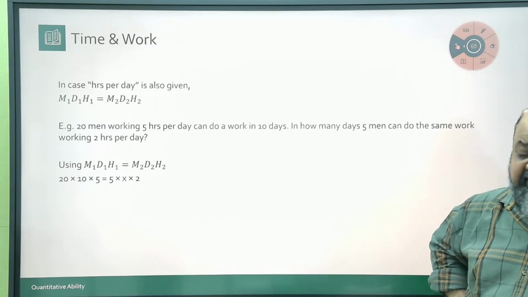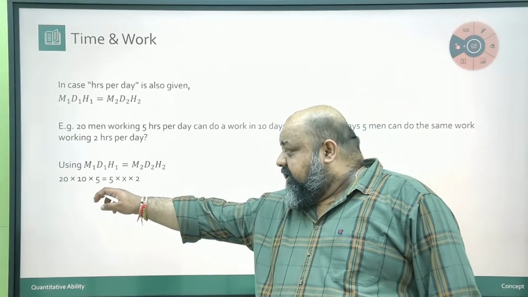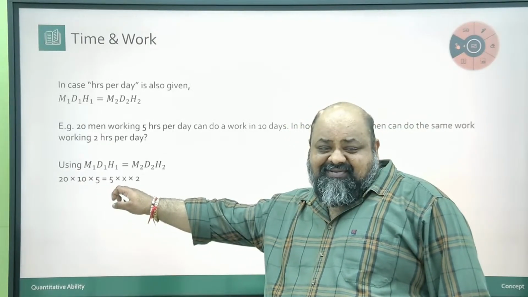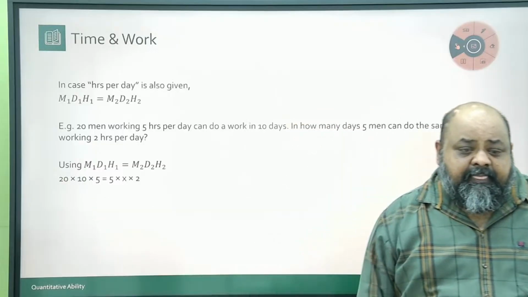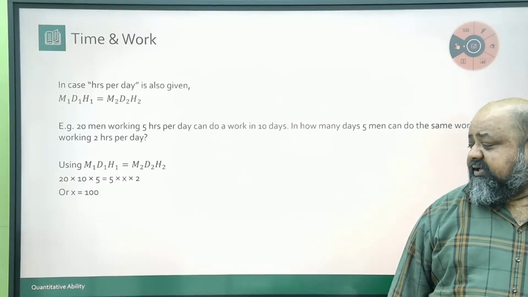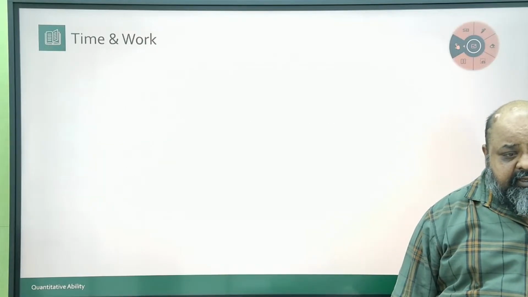X is the number of days, into 2. So this becomes the number of days, okay? So 20 into 10 into 5 will be how much? 5 cancel, 2 and 20 cancel. 10 into 10, 100 days becomes the answer. Absolutely right.